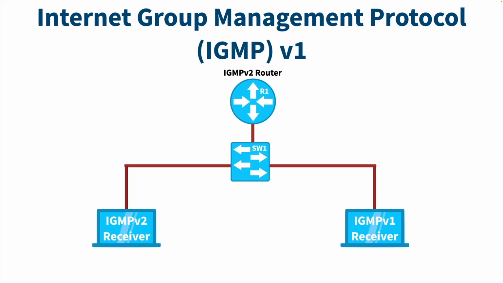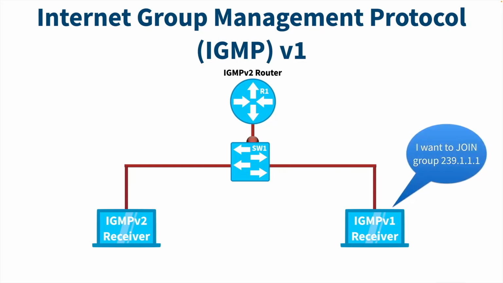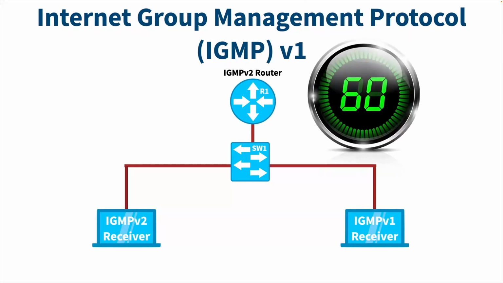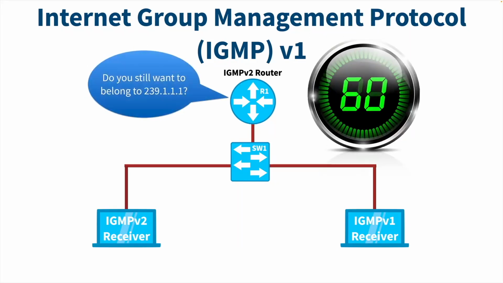Now, IGMP version 1 is going to go up and say, hey, I want to belong to a particular multicast group. Let's say it's 239.1.1.1. But with IGMP version 1, if that laptop decides it no longer wants to belong to that group and it no longer wants to receive traffic, it doesn't tell the router. It just stops talking. It's almost like when you're at a party and you leave without telling the host goodbye, thanks for having me. That's what IGMP version 1 does. So after a period of 60 seconds, that R1 router is going to say, hey, do you still want to belong to 239.1.1.1? I haven't heard from you in a bit.